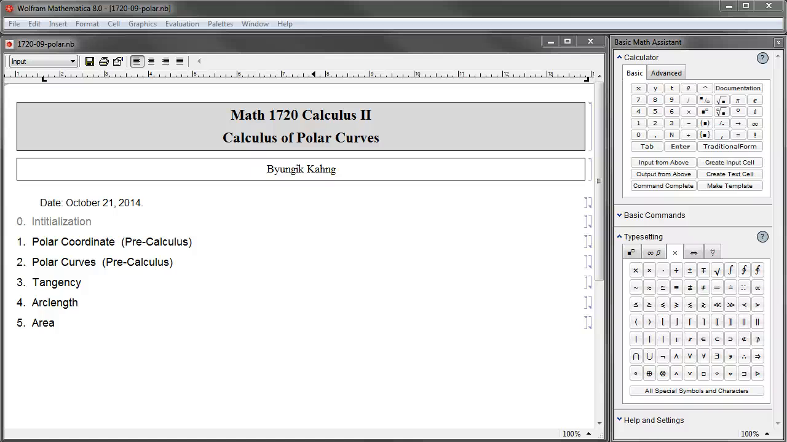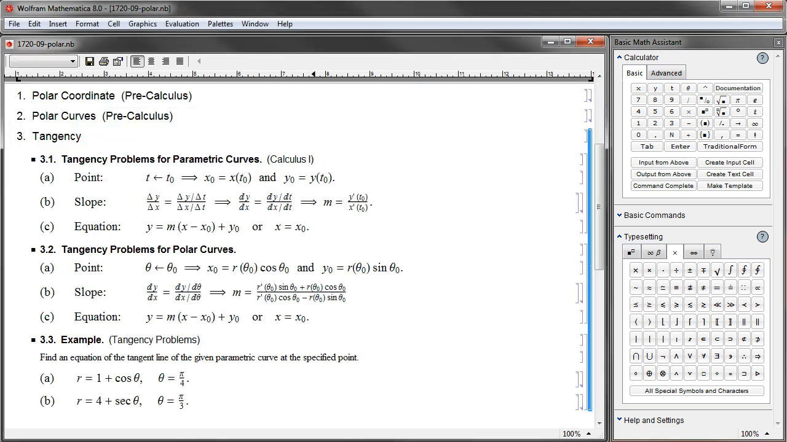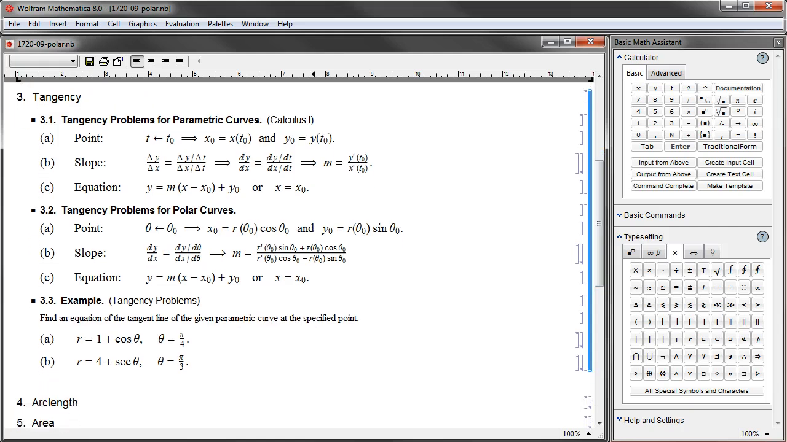The latter part of 10.3 includes some tangency problems, which I must admit are of relatively minor importance, particularly compared with section 4 of this notebook, arc length, important, and section 5 of this notebook, area, even more important. Nonetheless, let's talk about it. And probably the best way to handle tangency problems for polar curves is to convert everything into parametric curves and then simply use typical parametric curve methods.